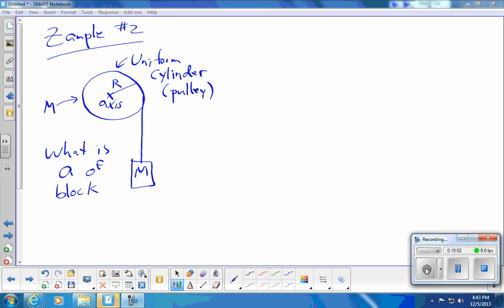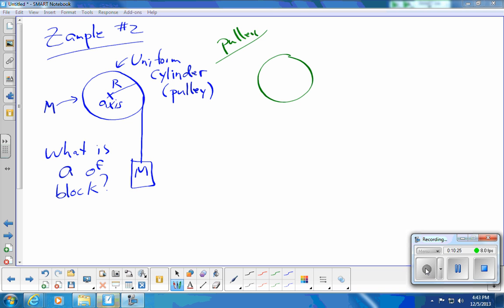Well, we have two things to draw free body diagrams of. One is the block, and the other one is the pulley. So let's do them one at a time. I will do the pulley first. I'll label it as the pulley, which is a cylinder, and what forces act on it.